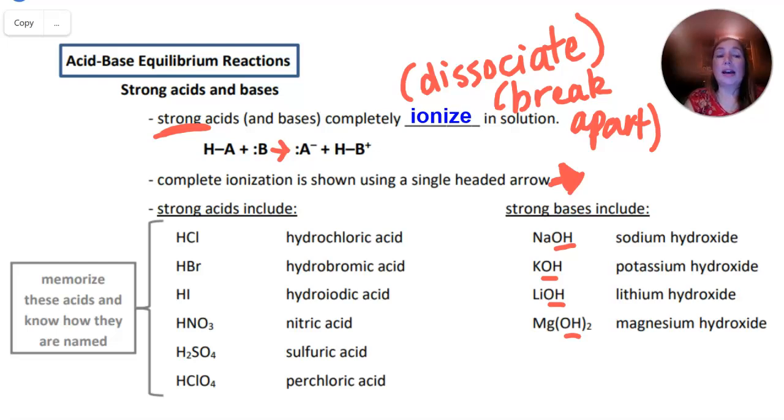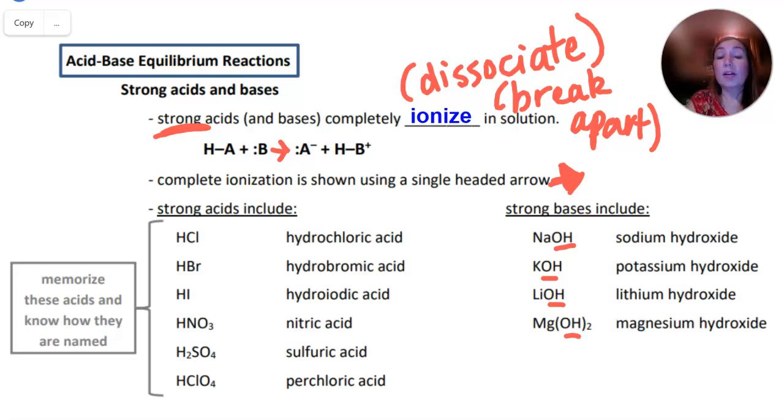The strong acids are actually few and far between. There are just these 6 really strong acids. We usually try to memorize these 6 strong acids and know how they're named. There are tons of acids, but most of them are weak acids. By number, most of the acids out there in the world are weak, but there are these 6 important strong acids.